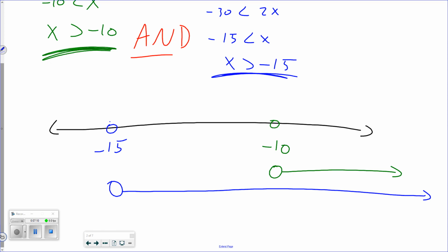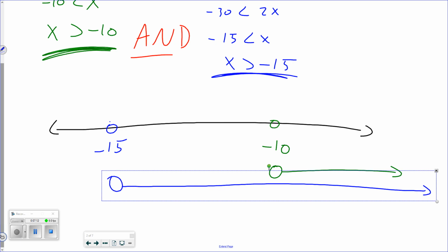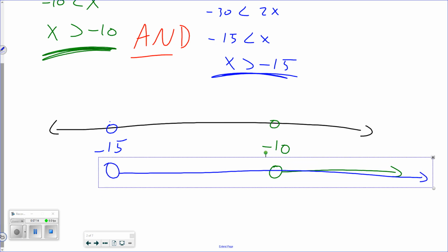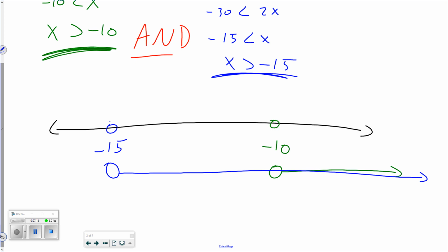A way to visualize it is if I put them on top of each other like this, what I'm looking for is where do they overlap? Where do they both work at the same time? And that's going to be your answer. So in this case, it's going to be from this empty circle. Remember, it's empty for the green one, so it's not present. Negative 10 is not in the green inequality. It's from negative 10 to infinity. So that red line is my final answer.